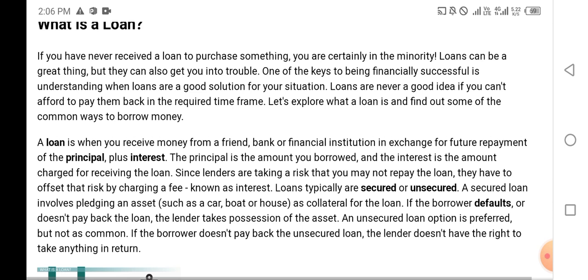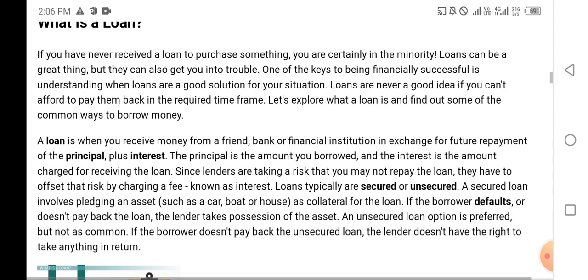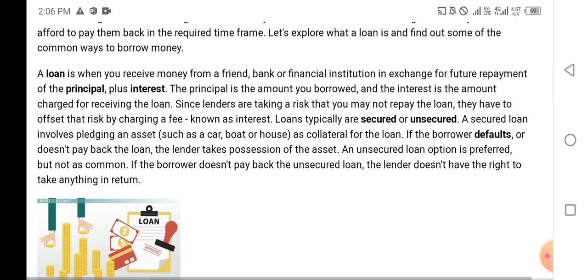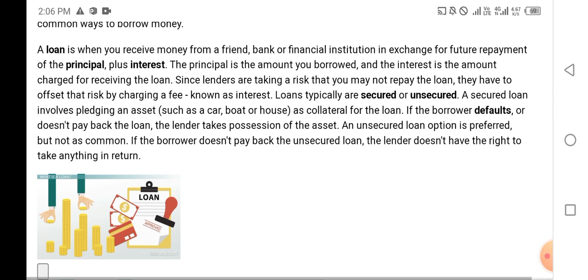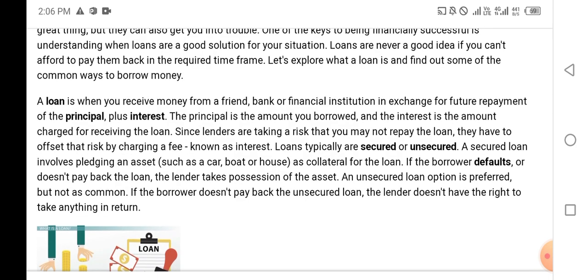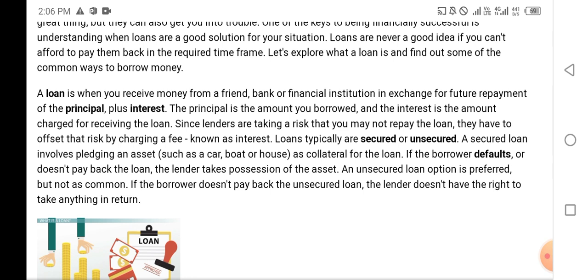A loan is when you receive money from a friend, a bank, or a financial institution in exchange for future repayment of principal plus interest. The principal is the amount you borrowed and the interest is the amount charged for receiving the loan. Since lenders are taking a risk that you may not repay the loan, they have to offset that risk by charging a fee known as interest.